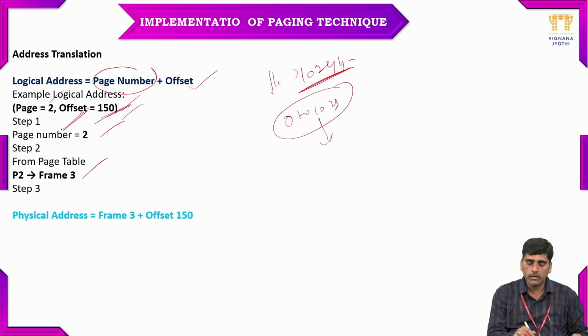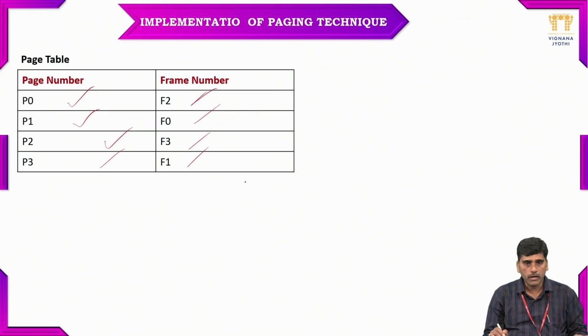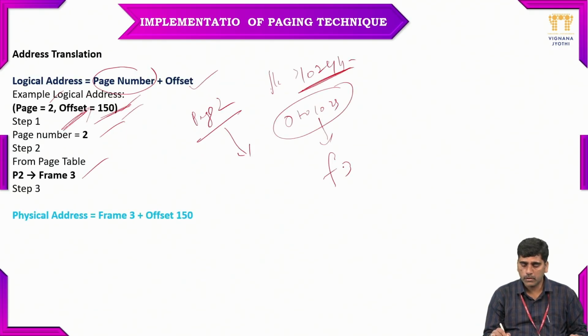After generating this logical address, we check where page 2 is loaded. According to the page table, page 2 is loaded into frame 3. So now I know page 2 is loaded into F3, and I know the offset is 150. Now with this I have to form the physical address.